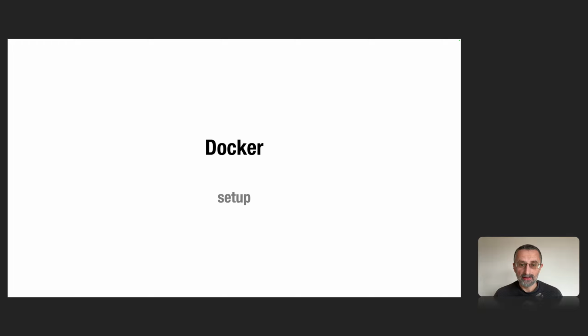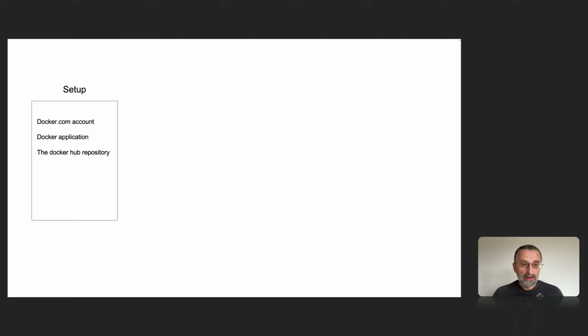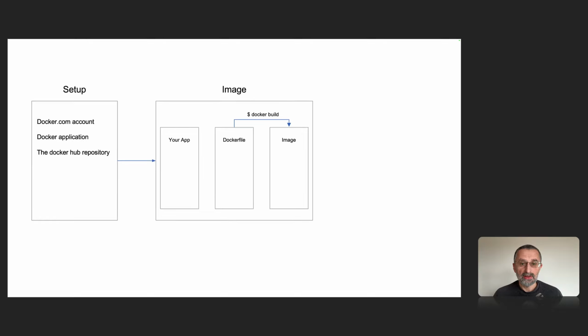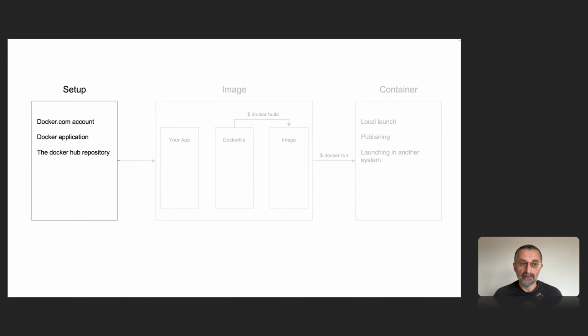To the next lecture on containerization. Now we are going to talk about Docker setup. As I already mentioned, we have three steps in Docker image development and running the container. First is setup. Second is building the image. And finally is running this image as a container. Let's start with the first step, setup.